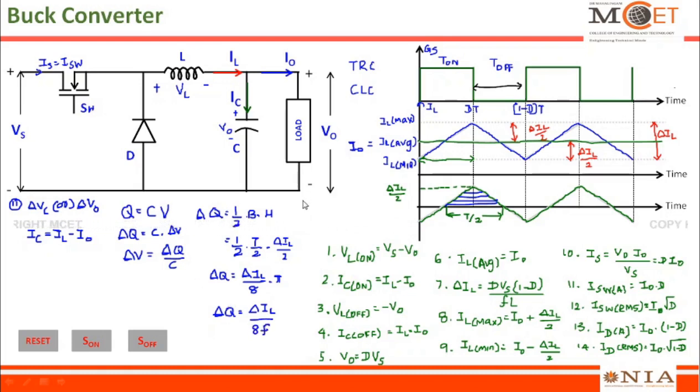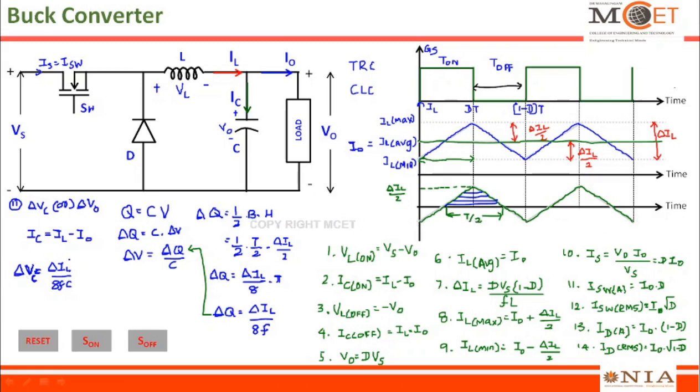If I substitute this delta Q in this expression, then I will get delta V is equal to delta Q, which is delta IL by 8F, into 1 by C. So this is the expression for the ripple voltage across the capacitor or across the load. This is the ripple voltage across the capacitor, so I call it delta Vc.